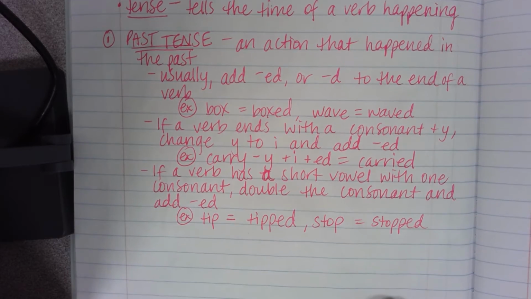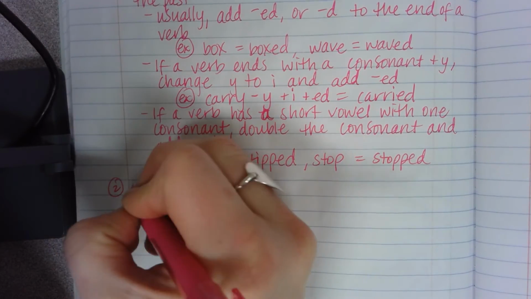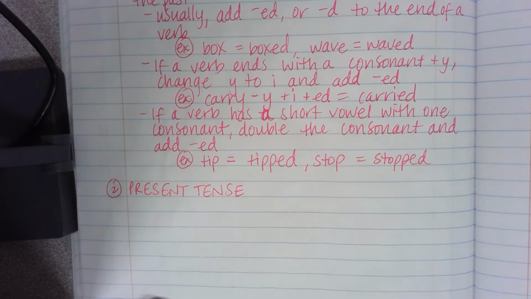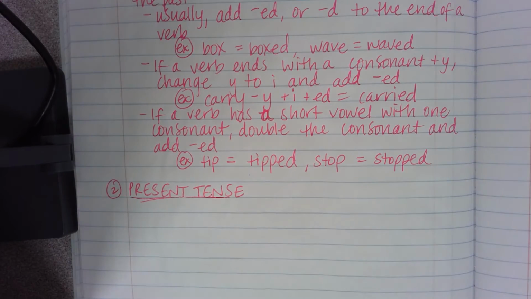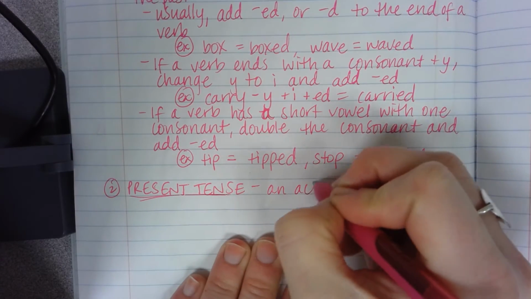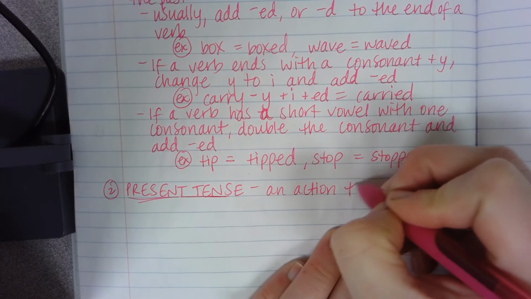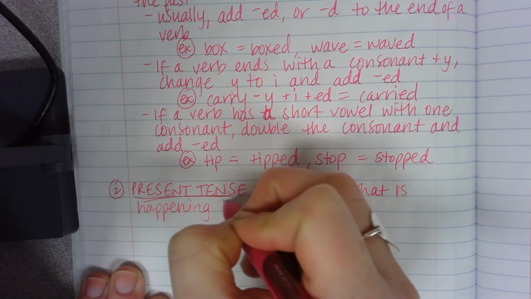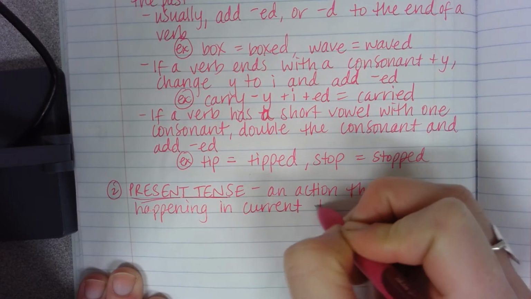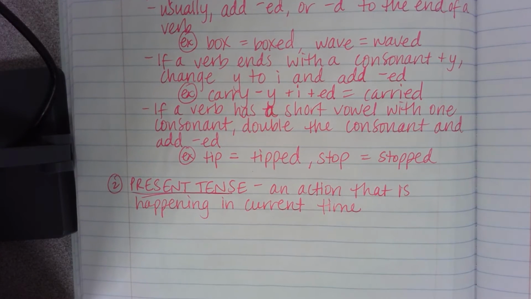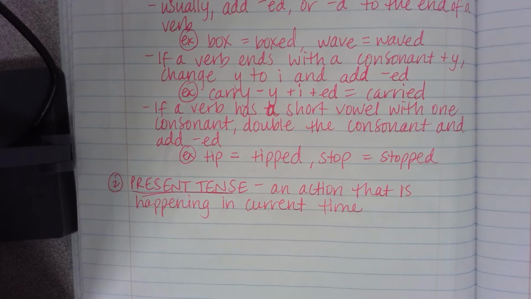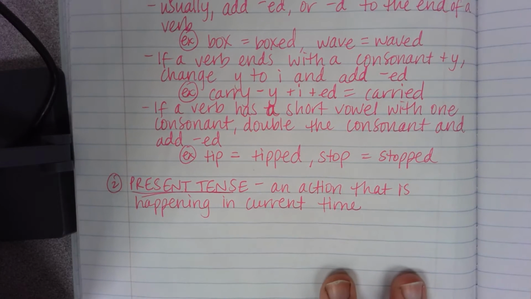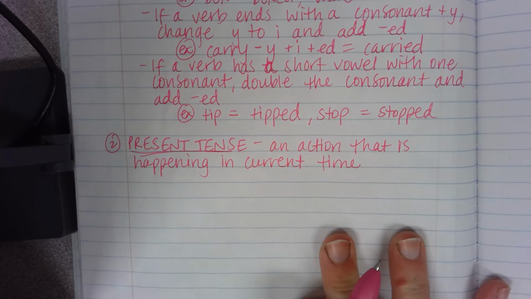So present tense, let's do right here, number 2. Present tense. This one's pretty simple. An action that is happening in current time. And I don't have any examples put down for that because that is just the main verb, just as it is. You don't add anything to the end unless you're talking about right now. You could add ing to it, but that is usually just the main verb. All right, so pause here if you need to finish up present tense. Otherwise, we're going to move on to the last tense.